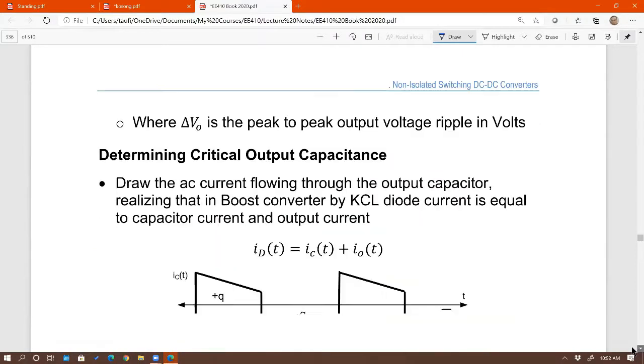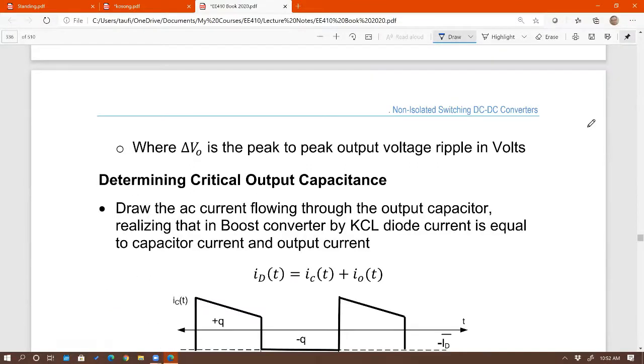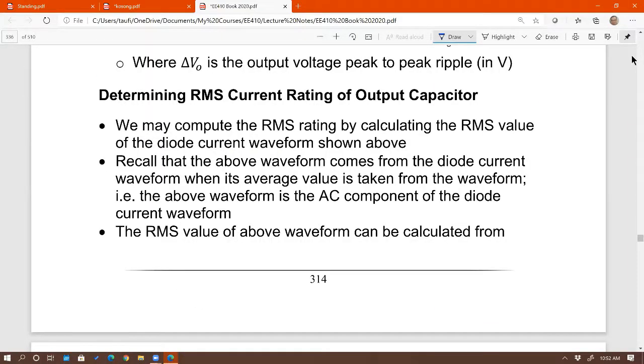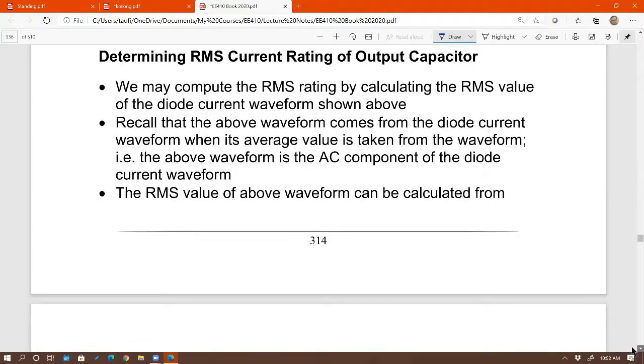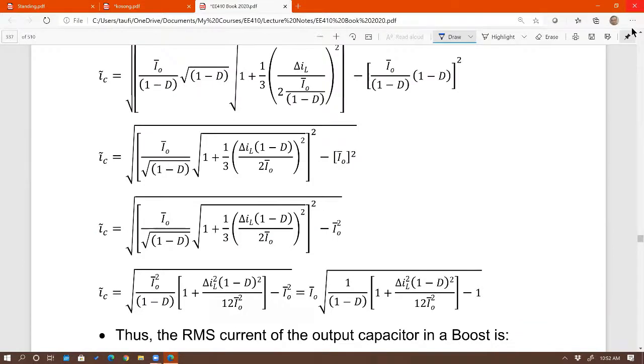There are 3 different ratings for capacitors, right? Number 1 is the critical capacitance. Number 2 is the voltage rating. And number 3 is the RMS current rating of the capacitor. So I went through all 3 on Tuesday, and I provided 2 different examples, output capacitor and input capacitor of a buck, right? So the same thing here for a boost, right? In order to get the capacitance, you need to know the current waveform of the output capacitor and input capacitor.